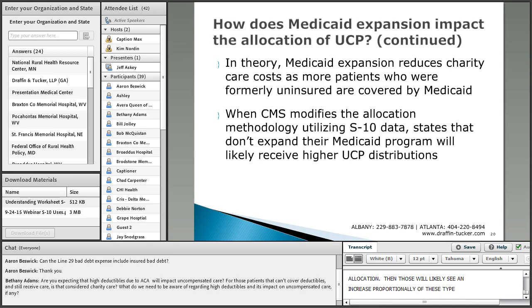Okay. Jeff, Charles? Yes. Aaron Beeswick has a question. Can the line 29 bad debt expense include insured bad debt? Yeah. Basically, any bad debt that you're reporting on the S-10 worksheet is going to be related to any patient responsibility. So even if you have a third-party insurer payment associated with the account, if you have some amounts, coinsurance or deductibles related to those patients, that are not collected, and they meet, as I mentioned yesterday, the Medicare definition of a bad debt, where you've attempted to collect and applied appropriate collection measures on those accounts, then yes, those amounts can be captured.